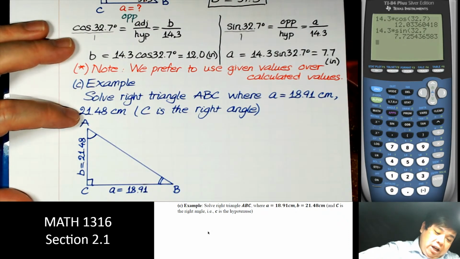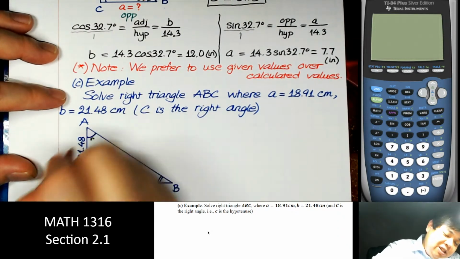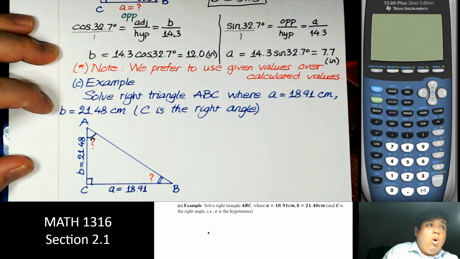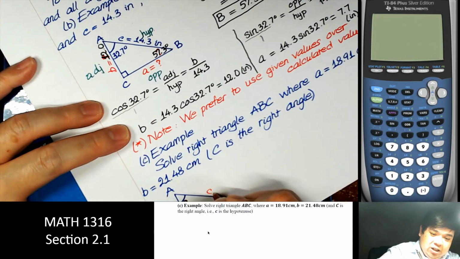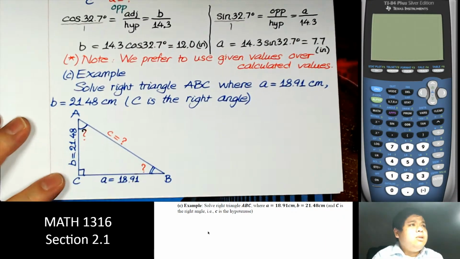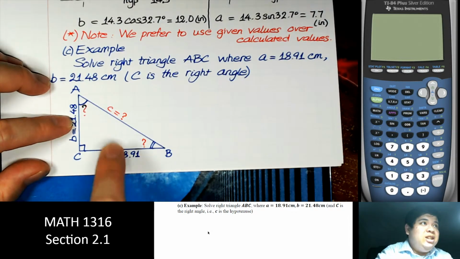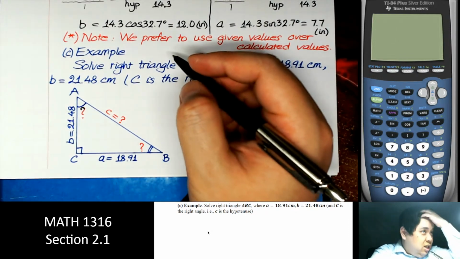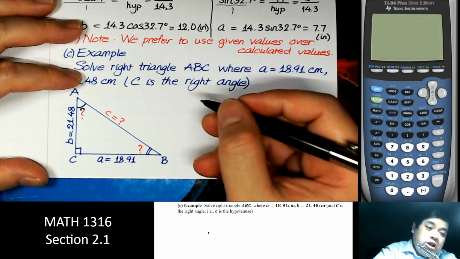We do not know angle A. Let's do that in red. And we do not know angle B. We only know angle C, and we do not know side c either. So we are given three things: the right angle and two sides, and we're asked to find the missing information. It's not that bad. We have side a and side b, so certainly we can find c. That is the Pythagorean theorem.